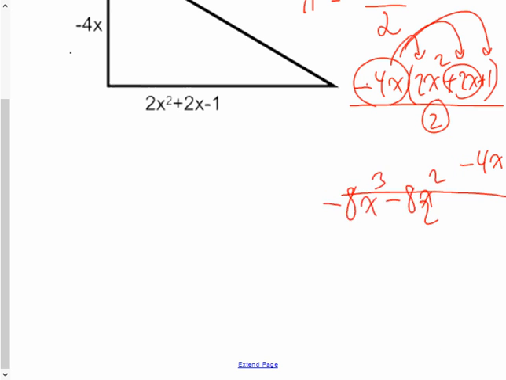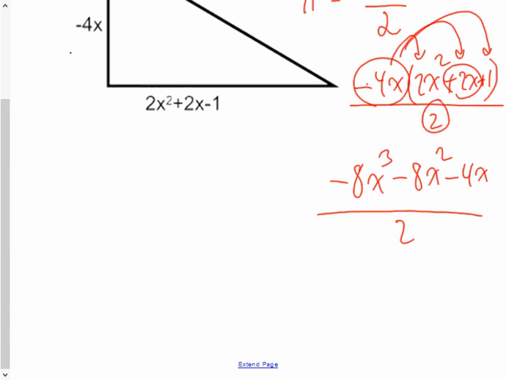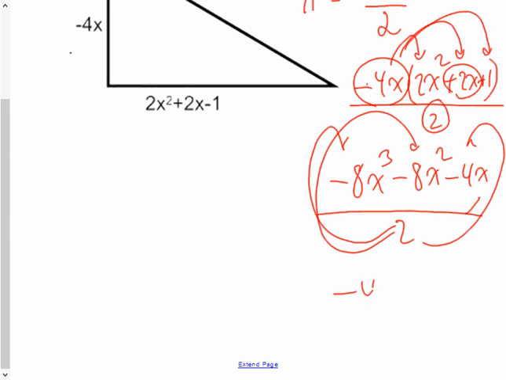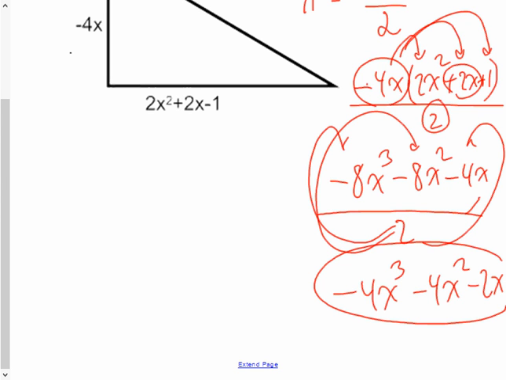So once I multiply base times height, I'll just move this down a little bit, I end up with this. And each of these needs to be cut in half. So I'm going to get negative 4x cubed, negative 4x squared, and negative 2x. That is the area of said triangle, half of negative 8x cubed minus 8x squared minus 4x.